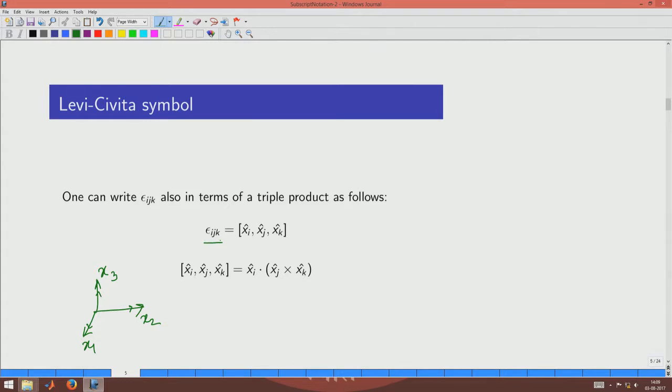And as we can see here, if there was a repetition of the index, it means that basically the dot product will give you 0 and therefore epsilon will take a value of 0. And if they are cyclic, then we are using the right handed system, so you get +1, and if they are not cyclic, we are using a left handed system which will give you a -1 for the value. So, you could think that the Levi-Civita symbol is nothing but the volume of the unit cell, with the three indices denoting the three unit vectors that are forming the cube.